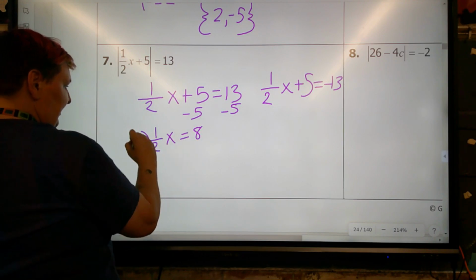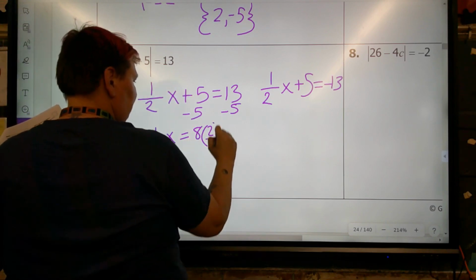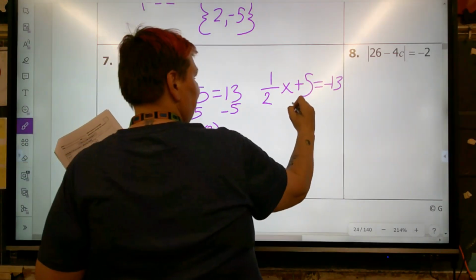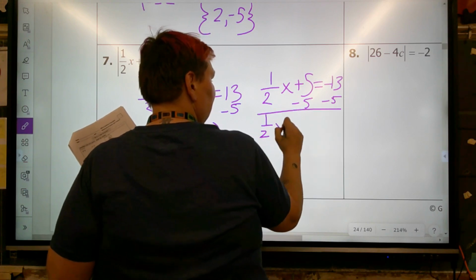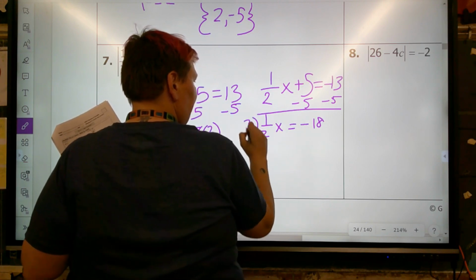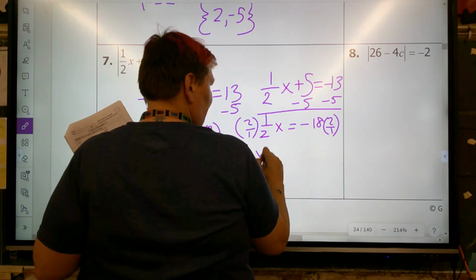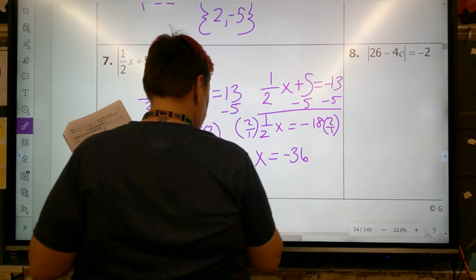Flip to multiply. So x is either 16 or x is equal to negative 36.